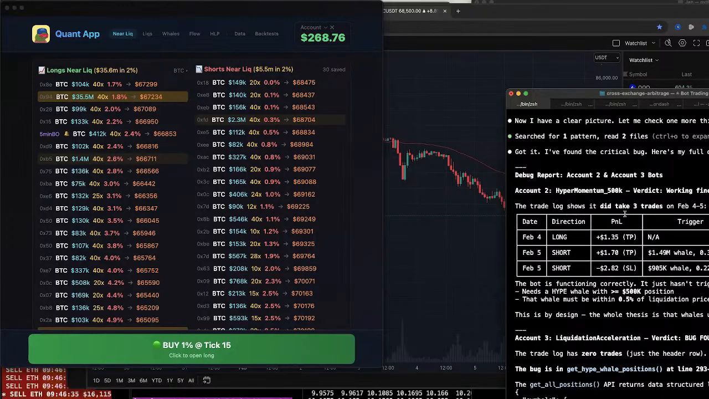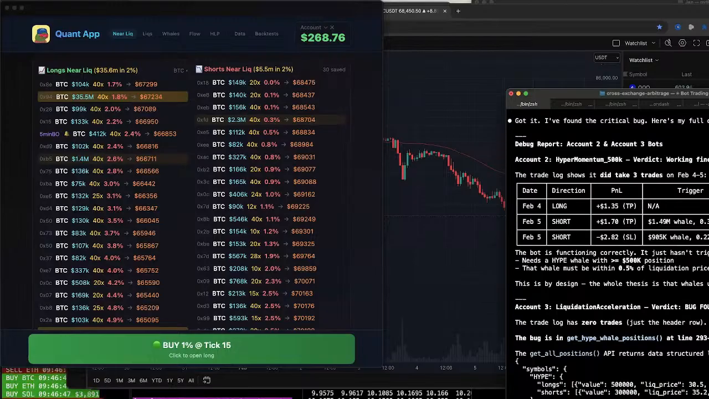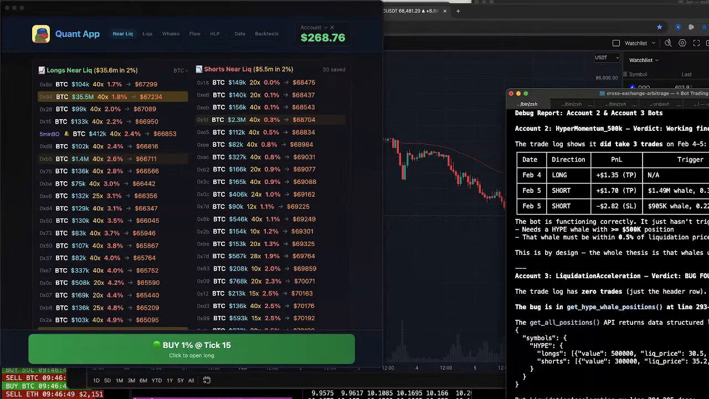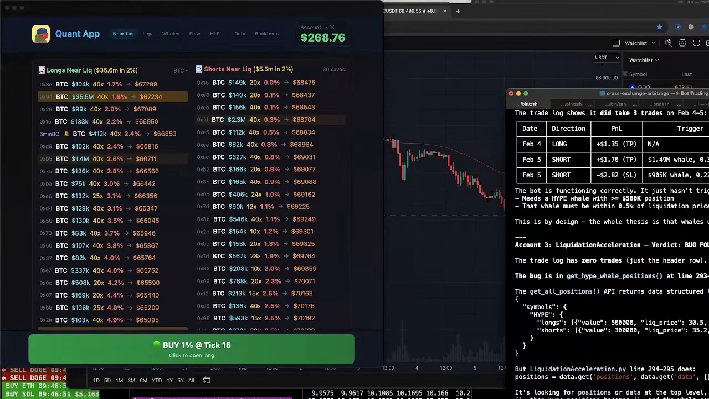The log shows it did take 3 trades. Oh, okay, sick. It got a +1, and then -2. So positive, which is good, but not very positive. The bot is functioning correctly. It just hasn't triggered since February 5th because its filters are very strict. It needs a hyper whale with over 500K position.